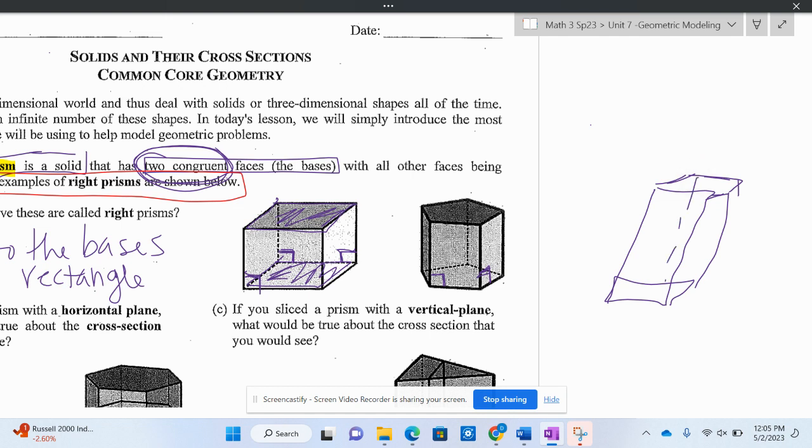So I want you to imagine that someone took a Kleenex box. Is there a Kleenex box anywhere close? Will you throw that Kleenex box to me really fast?